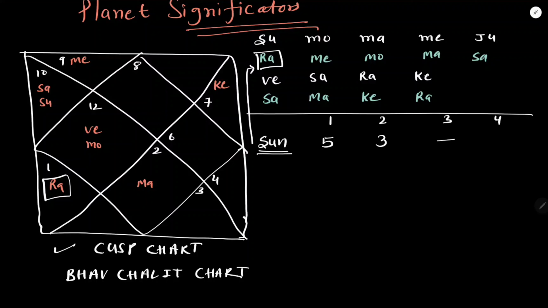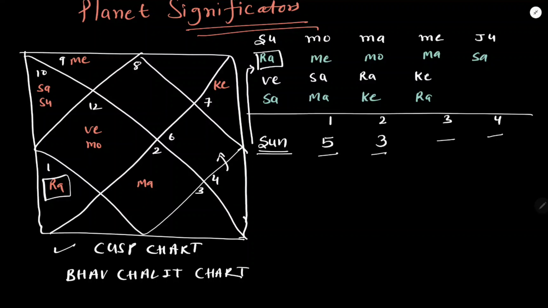Fourth level, we know the planet will give result of its own sign. So let's see where's the Leo. We don't see the Leo. If you look at the 4th to 6th, the Leo has not risen and it doesn't get any house. So there is no result of sun as a sign lord. So it will give the result of 5 and 3 only.